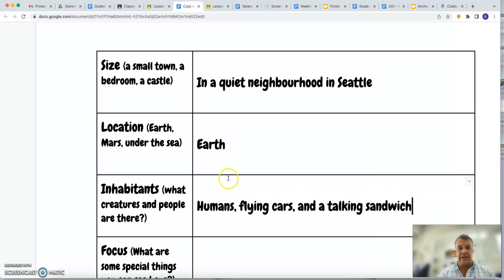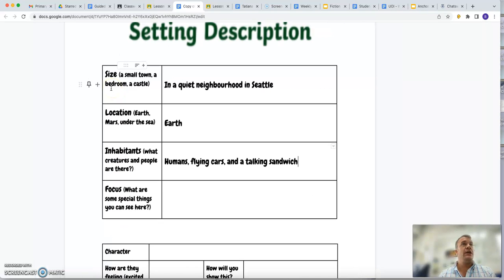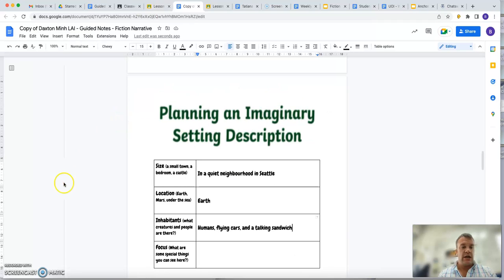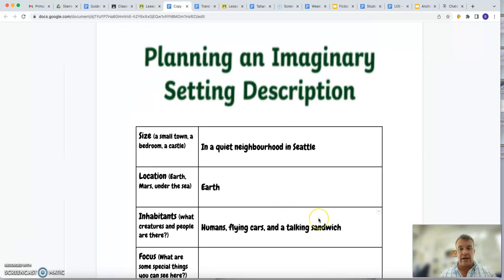Sandwich. A talking sandwich. Okay. Now, if you want to translate Yui and Haruta, you can go. I'm going to pause this. And a talking sandwich.